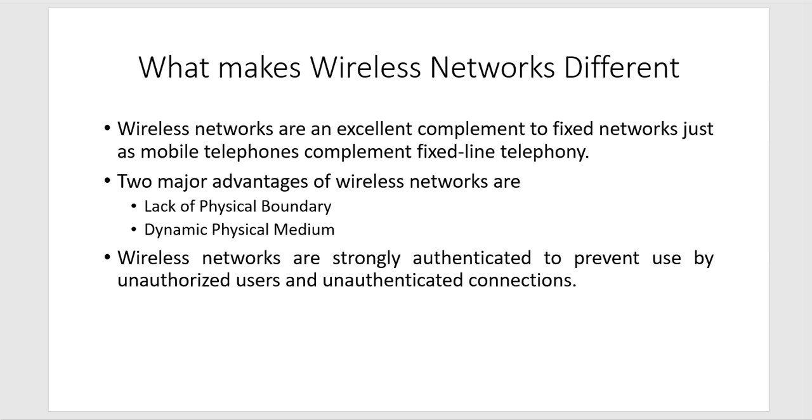But in order to overcome that, wireless networks came into the picture. Wherever you want, whenever you want, you can roam here and there. That is a very good advantage, right? Okay. So basically there are two major advantages of wireless networks. The first one, you can say, is the lack of physical boundary in a dynamic physical medium. So what do you mean by lack of physical boundary? There is no restriction at all. You can go wherever you want. You can roam here and there. And dynamic physical medium, both are kind of similar. So dynamically you can roam here and there. There is no restriction at all.